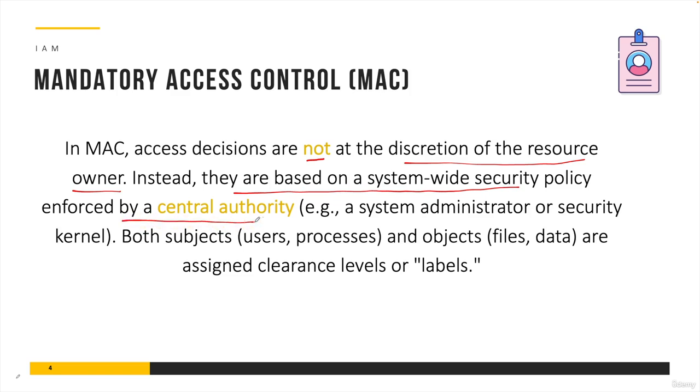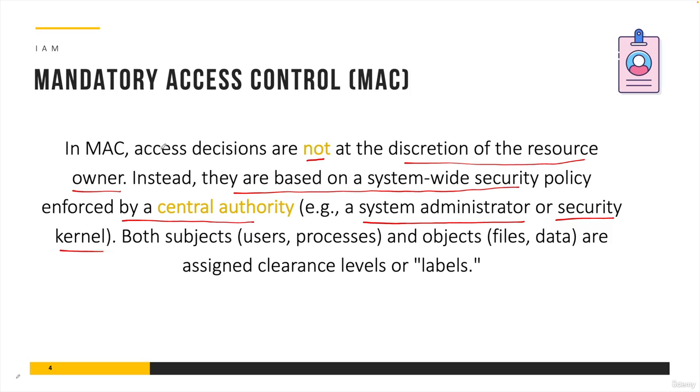For example, think of it like in an organization, different people may be owners of different things. A data scientist may be the owner of certain data that they generate. A manager could be owner of certain, for example, classified documents, but they don't get to decide who can access what. It's the centralized authority or a system administrator, or in terms of computers, it can be the security kernel. So within, for example, your operating system, you have this special element called the security kernel. In terms of systems, this centralized authority is going to make the decisions.